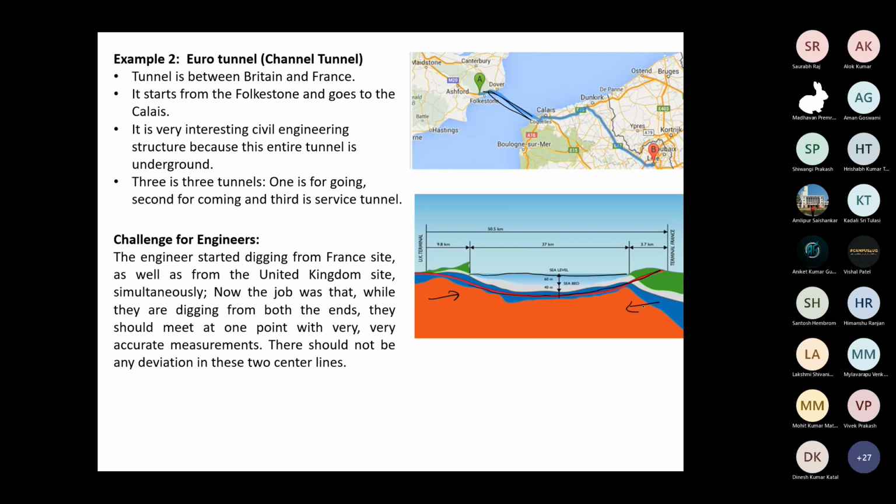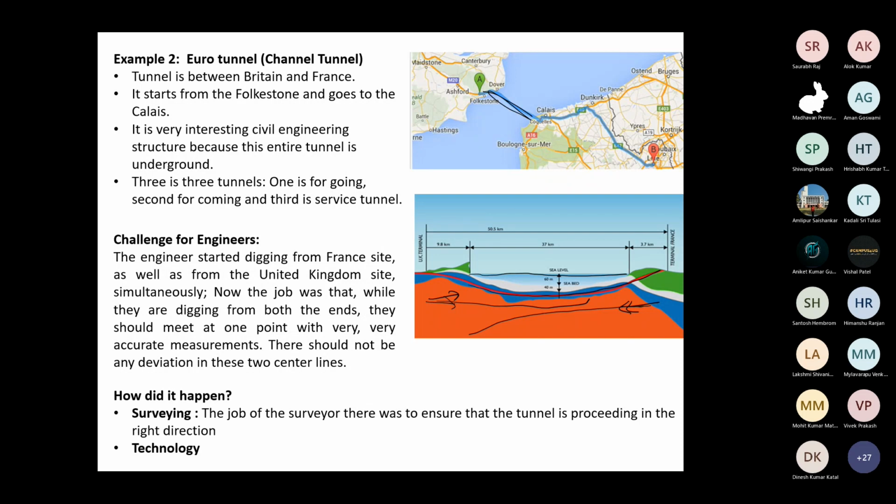Otherwise what will happen? If one is coming like that, and the other goes like that, they will never meet. That is a disaster for any project. So we have to maintain the center line. What is the direction of moving of this one and of this one? If they exactly match, then it is called perfect. How is it possible? The job of the surveyor there was to ensure the tunneling is proceeding in the right direction. This is the main job of the surveyor.